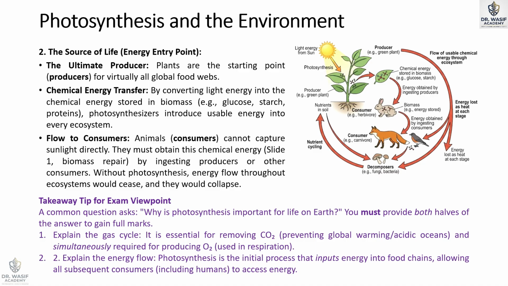So my dear students, if you see the exam question, why is photosynthesis important for life on earth, remember that you need a two-part answer to get higher marks. Number one is gas balance. Mention that it is the only process that removes carbon dioxide to prevent global warming while simultaneously providing the oxygen required for aerobic respiration. And the second part of your answer would be the energy flow. Explain that it is the primary process that inputs energy into food chains.